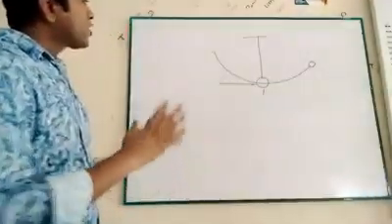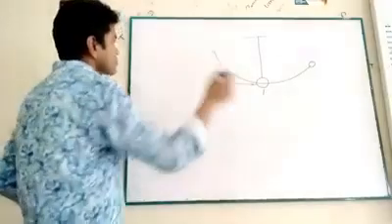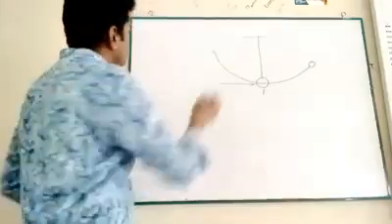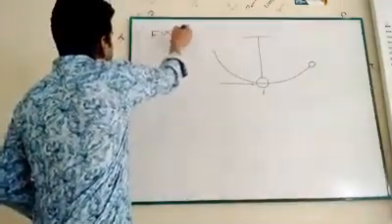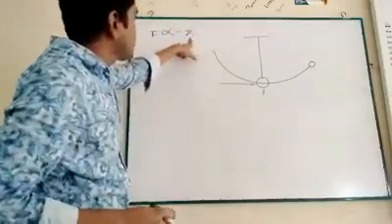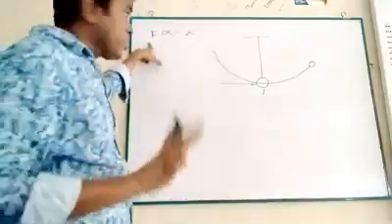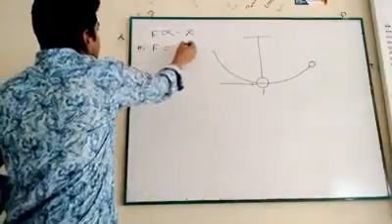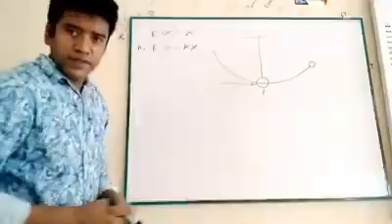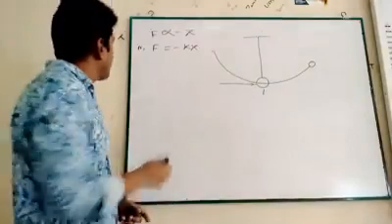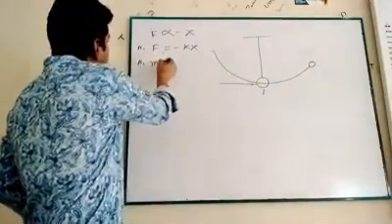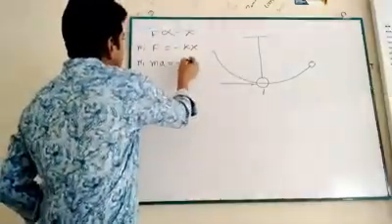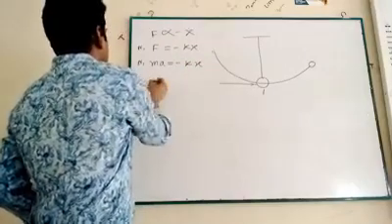Now we'll explain it mathematically. As per the definition of simple harmonic motion, we can write F is proportional to minus x. X is displacement and F is force, that means restoring force. Or F equal to minus kx. K is a constant, it's called the spring constant. Or F equal to ma, we know from Newton's second law, so ma equal to minus kx.